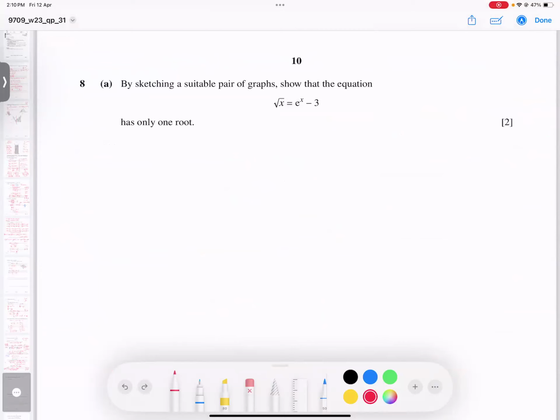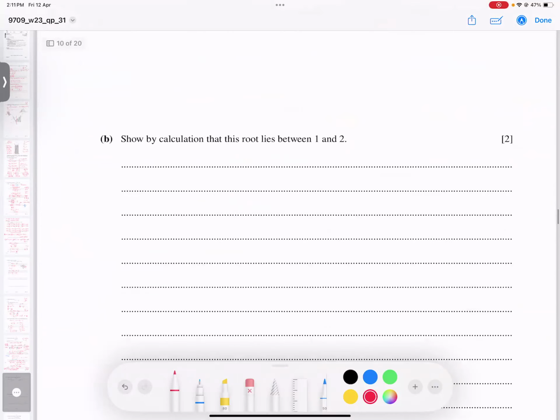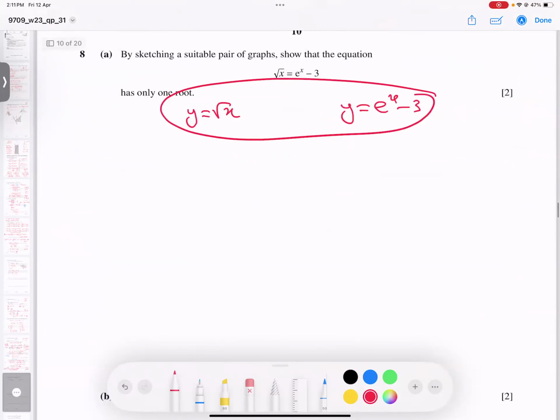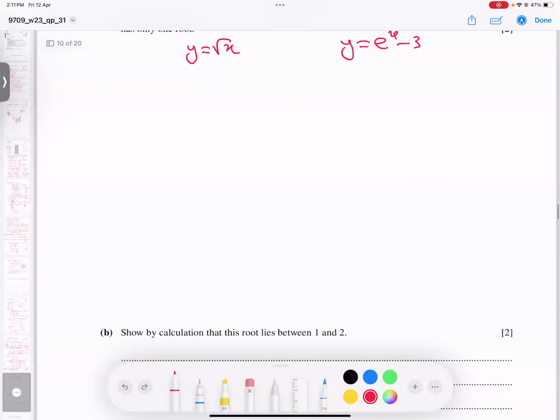Let's go to question number 8. By sketching a suitable pair of graphs, so you know what to do, and show that it has only one root. So left hand side alone, right hand side alone, I will do like this. Now students, a problem is coming. We don't know where to start and where to end. But in part number 2 or sometimes part number 3, we can see clearly that the root lies between 1 and 2. It means we will make this diagram between 1 and 2.